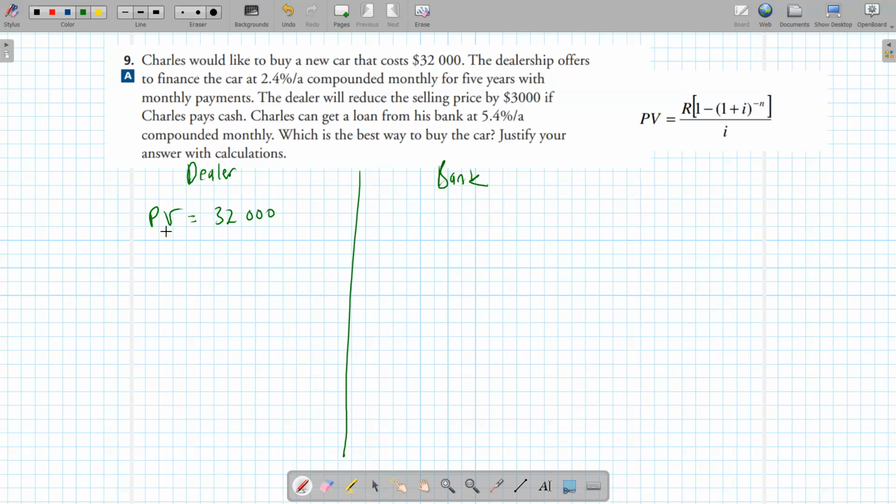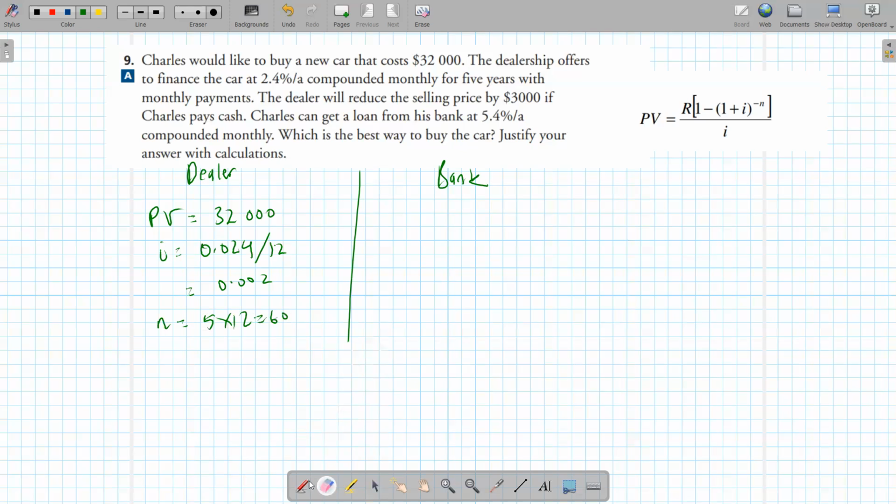What's the interest rate? 0.024 divided by what? 12. So you have 0.024 divided by 12, which is 0.002. What's the N? 5 times 12, so 60. Right, so 5 times 12, that's 60.